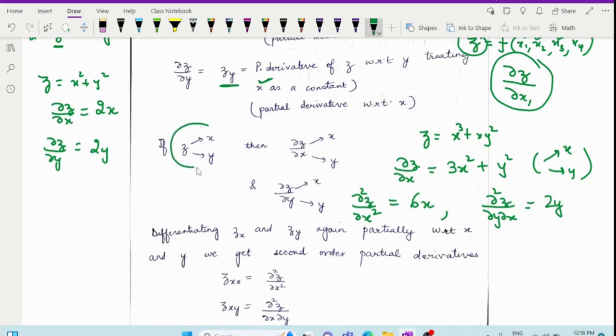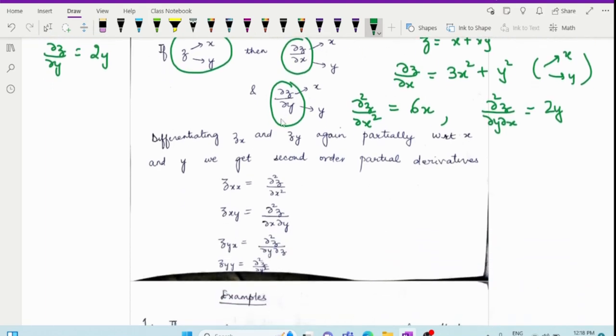So if z is a function of two variables, then del z by del x and del z by del y will be the first order partial derivatives. The second order partial derivatives will be obtained by differentiating del z by del x and del z by del y with respect to x and y again. Now when we do del z by del x with respect to x, we get z x x, which means differentiating z partially with respect to x twice. z x y means we differentiate del z by del y with respect to x. z y x means we differentiate del z by del x partially with respect to y. And z y y will mean we differentiate del z by del y again with respect to y.